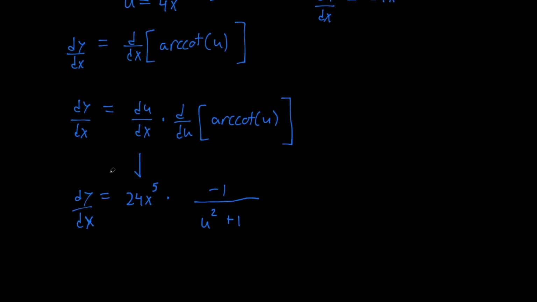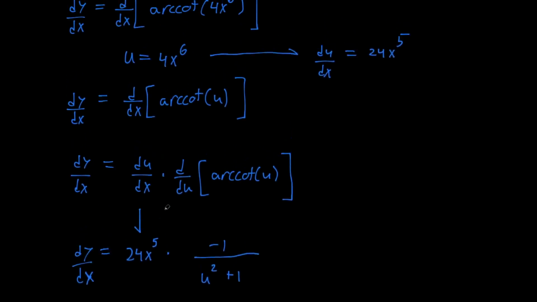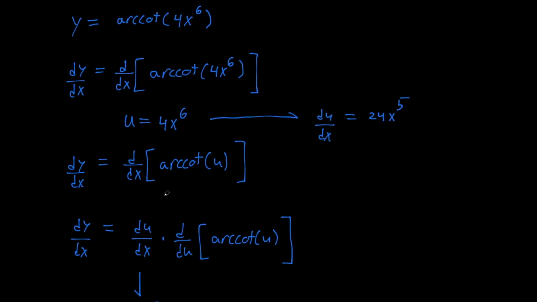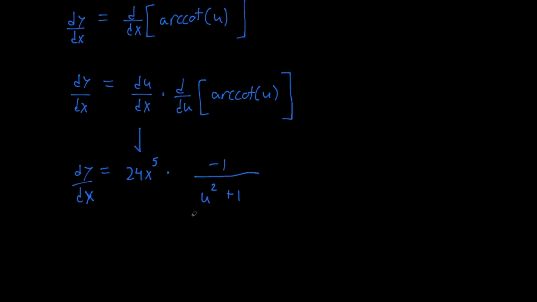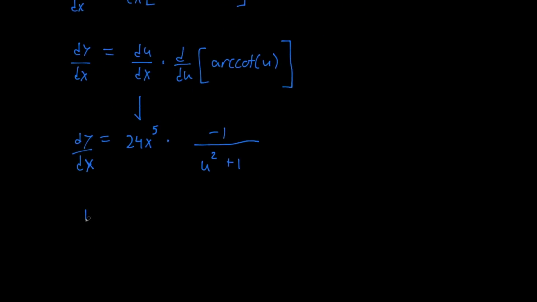Equals, and then for our last couple steps, we can go up here and remember that u is equal to 4x to the sixth power. So down here we can replace all of the u's with 4x to the sixth. So we get 4x to the sixth squared plus 1. And let's just move over this multiplication right now while we're at it.